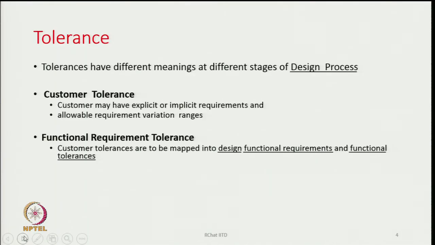So, customer tolerance is generally given by the customers. Functional requirement tolerance: customer tolerances are to be mapped into design, functional requirements and functional tolerances. So, customer tolerances have to be mapped to actually what the functional requirements are. Customer may say this fabric should last for 2 years at least. Now, when you say it lasts for 2 years, that is the customer statement.